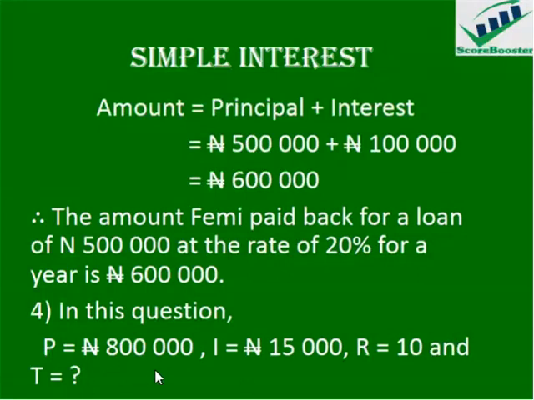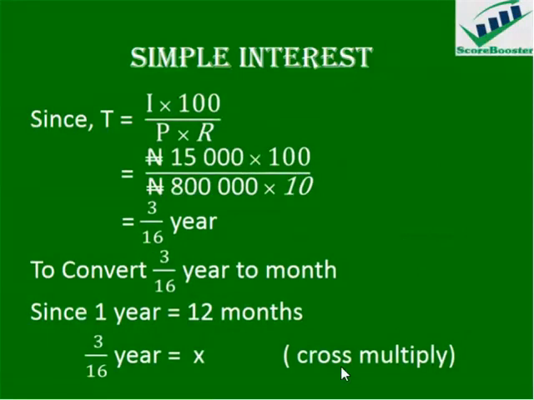So we'll go back and check the formula for T. We should know it offhand. T is what? Interest multiplied by 100 divided by the principal multiplied by rate. So we have these parameters on ground, so just substitute them into the formula. That's 15,000 naira multiplied by 100 divided by 800,000 naira multiplied by 10. If this calculation is done very well, we have 3/16 year.